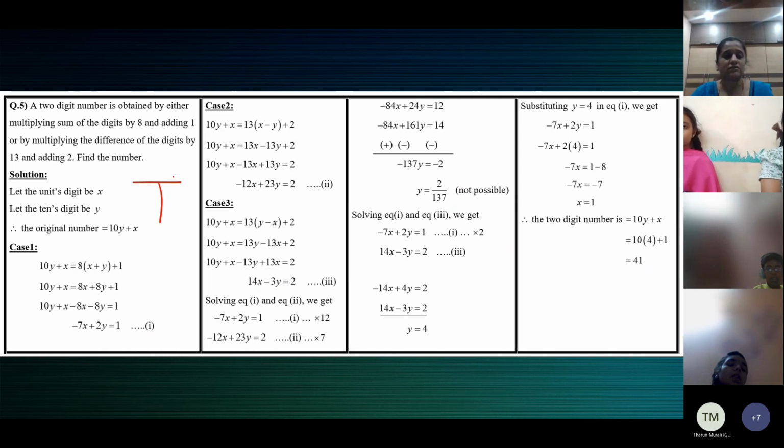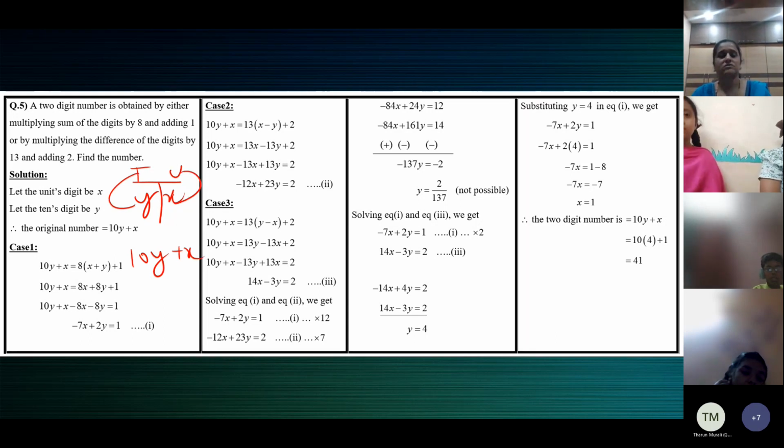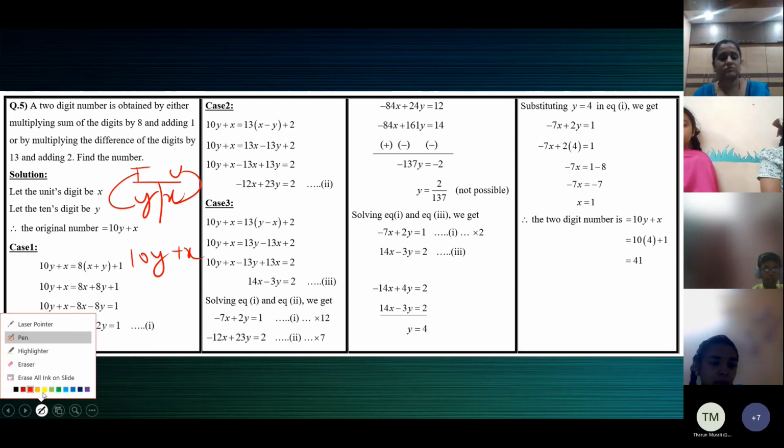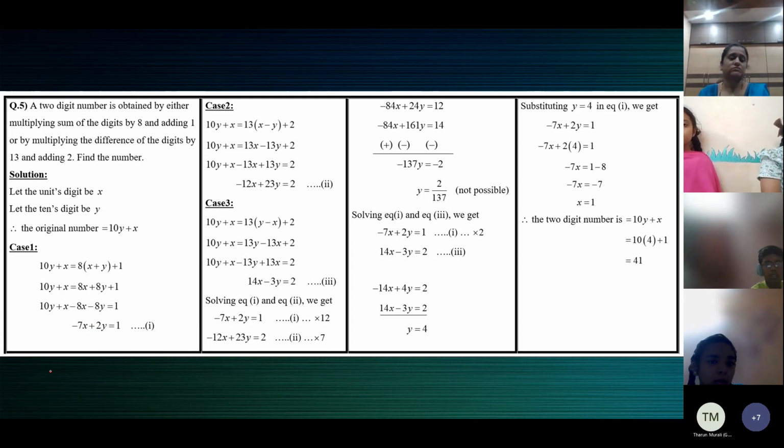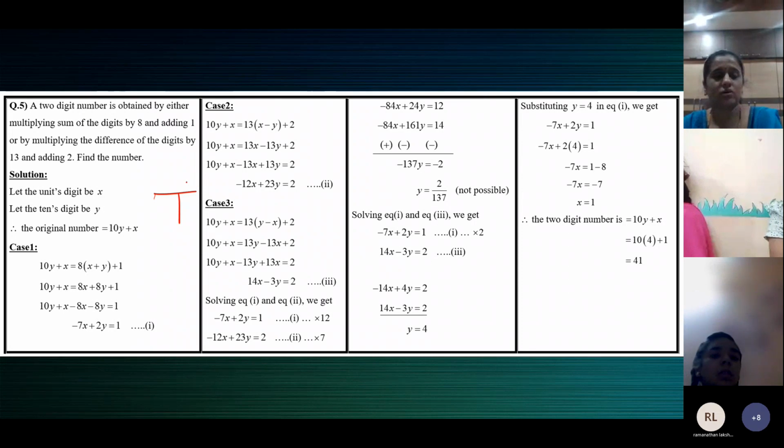Here I've taken the units digit as x and tens digit as y. So the number is 10y plus x. Take a screenshot, children. In the rough column, you can just write this if you want: tens, units, y, x, like this. Take a picture, children.